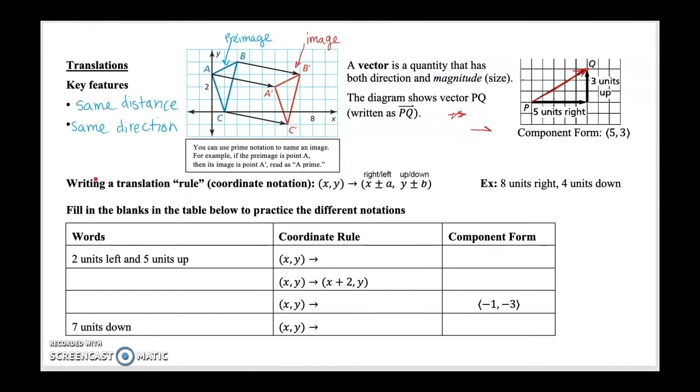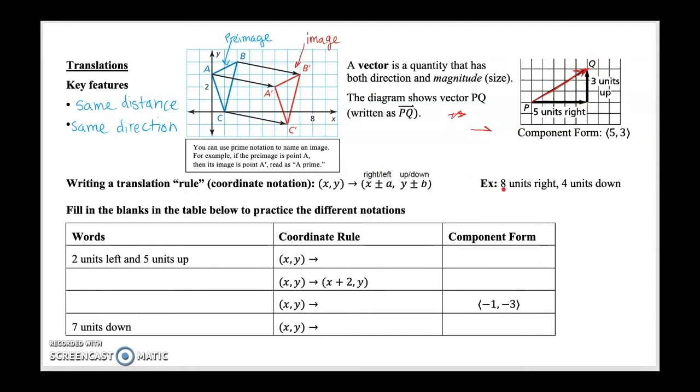So one of the most common ways you'll see transformations written or described is what your book calls a translation rule. So we write it in coordinate notation. So basically it will look something like this. It shows you x, y goes to, and then it's x plus or minus some amount to indicate how far it's moved left or right, and y plus or minus some amount to indicate how far it's moved up and down. Because if you were to move a point to the right, you're increasing the x value of that point. If you were to move a point, say, up, the y value would increase.